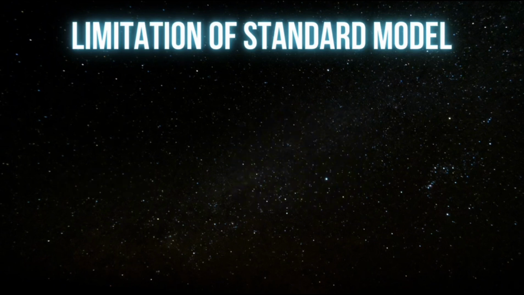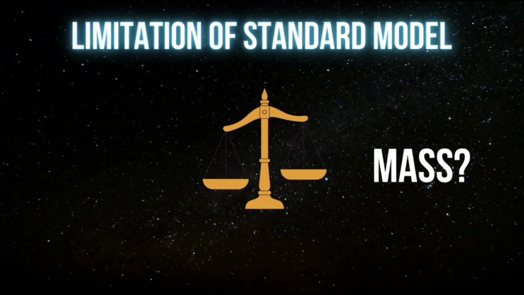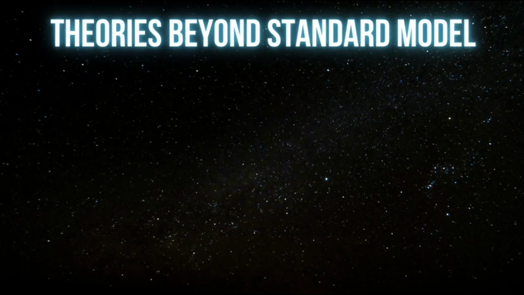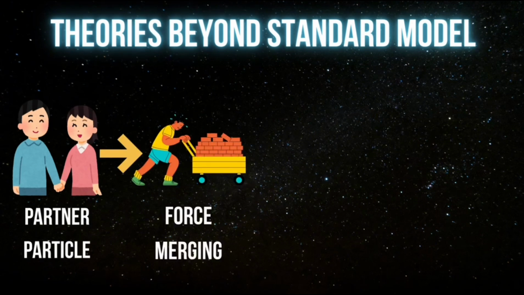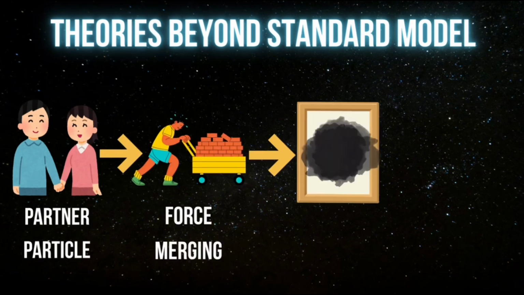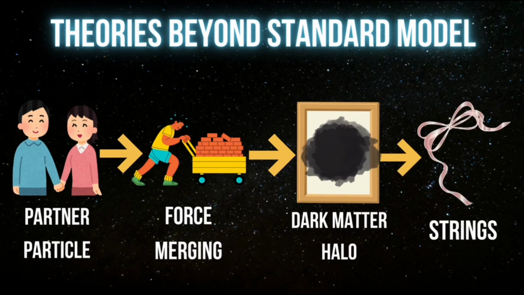It cannot explain gravity, dark matter, or the values of particle masses. To solve these problems, scientists study new theories. These include supersymmetry, force unification, dark matter models, and string theory. Each theory extends the Standard Model in different ways.